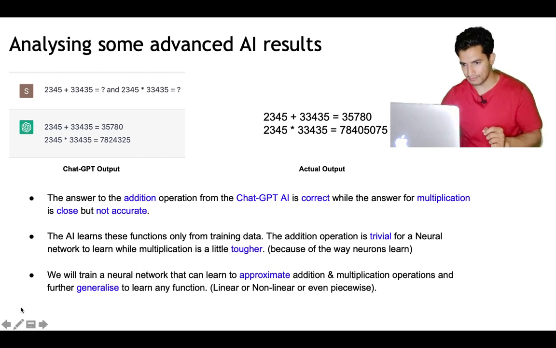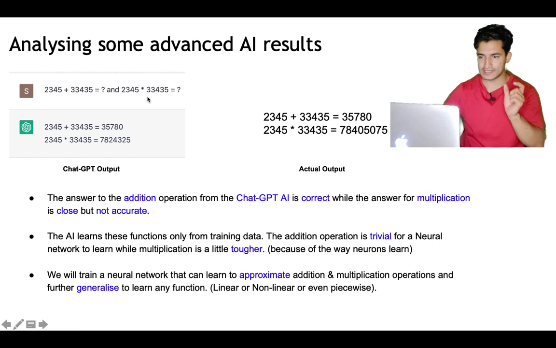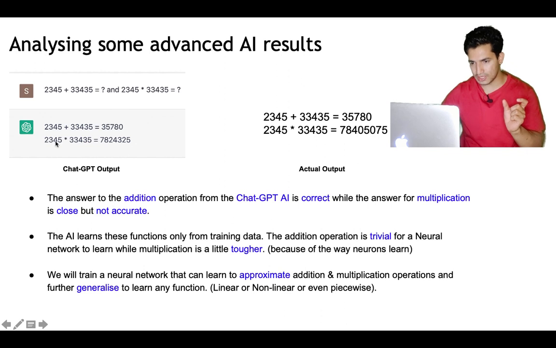We can see in this example, when I gave two operations, one addition and one multiplication, to ChatGPT, which is a very powerful AI trending these days, the answer of addition was correct, but the answer of multiplication was not correct. It was close, approximate, but not correct. The AI learned these functions only from training data.